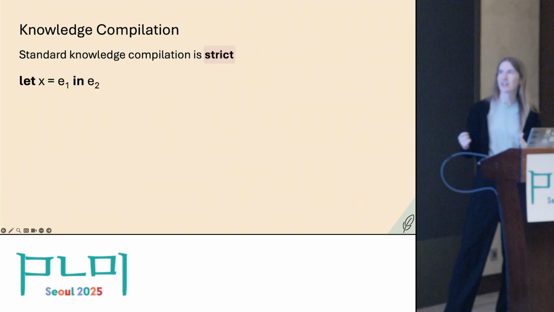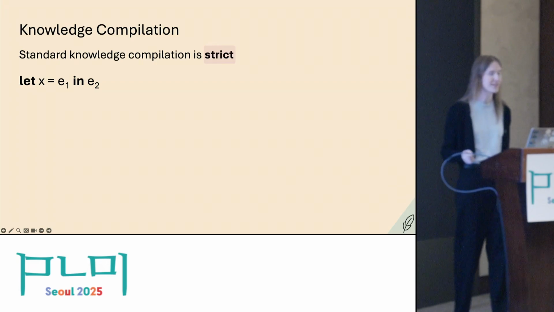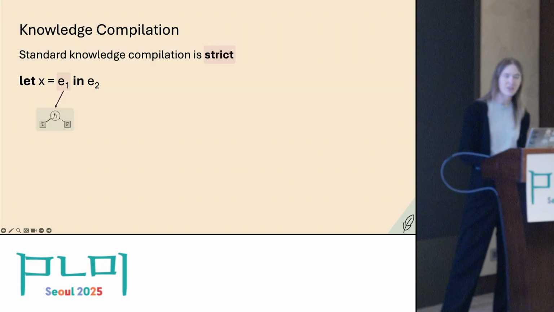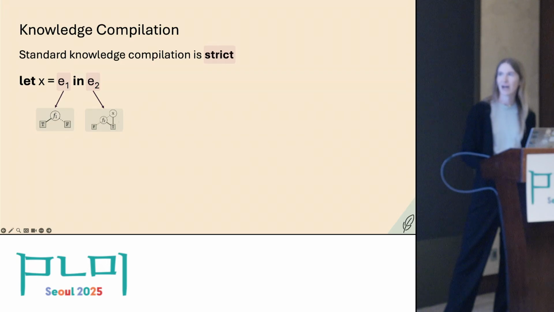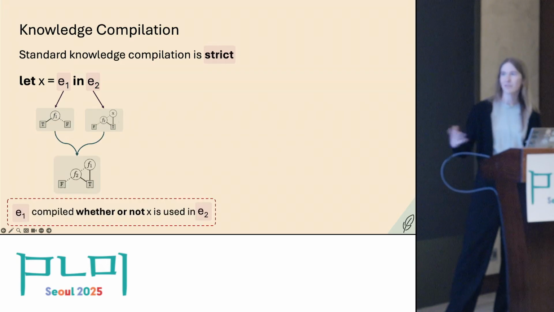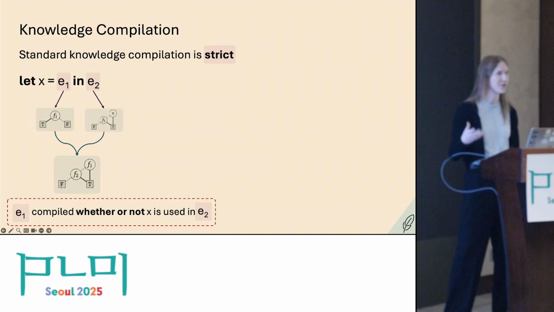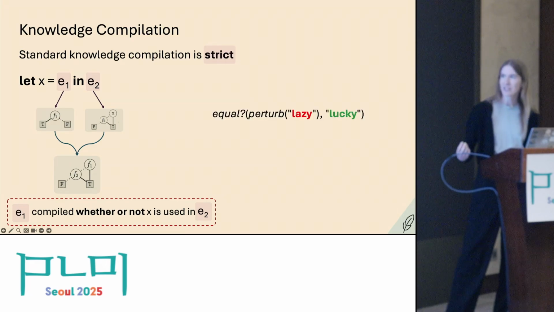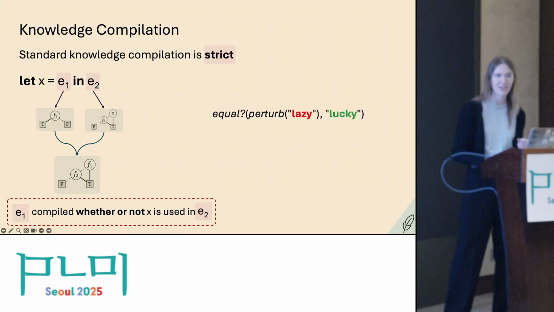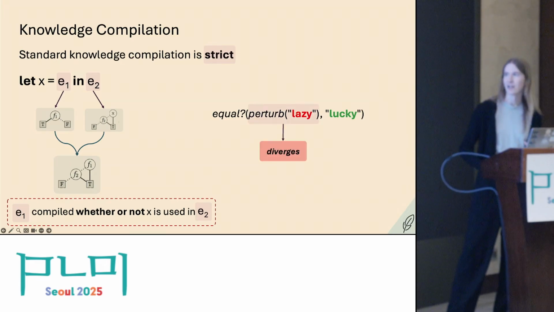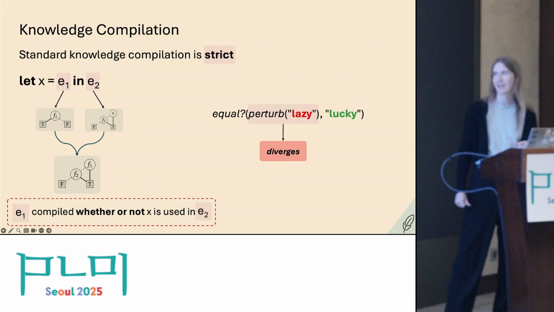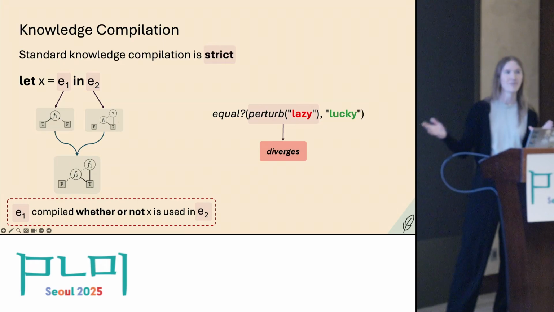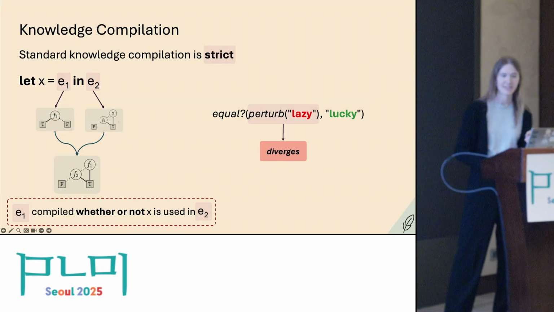But standard knowledge compilation is strict. So for example, in something like let x equals E1 and E2, we're first going to compile E1, compile E2, and then combine these representations to get our overall expression compilation. And the same goes for function calls. So with something like equal perturb lazy lucky, we are going to attempt to compile our argument and end up just failing to terminate, because there are infinitely many ways that perturb lazy can execute.